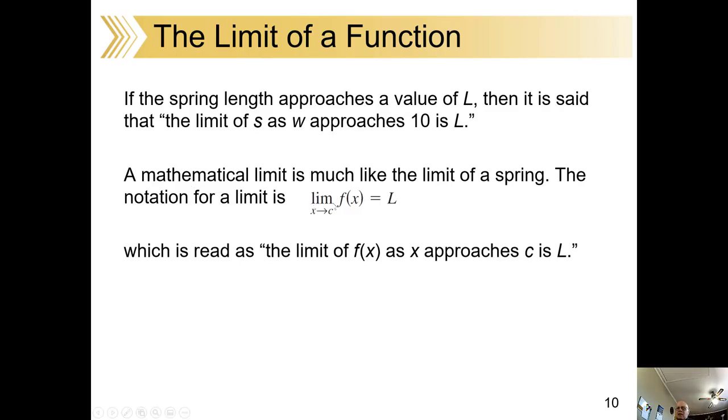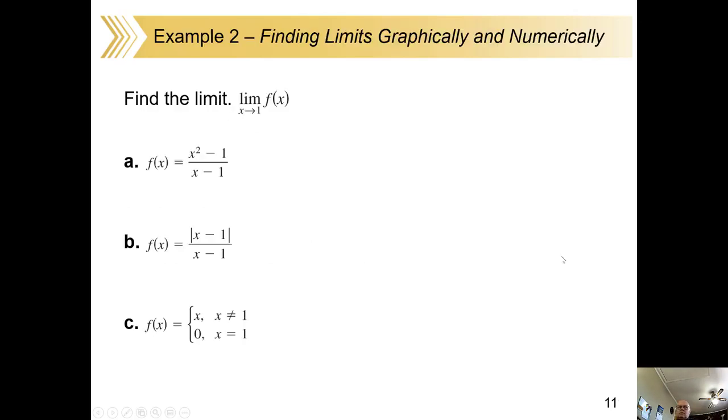So this says the limit of f of x, whatever that represents, as x creeps up on c from one side or the other is L. The limit of f of x as x approaches c is L. Here are three examples we're going to use. The first one has a function called x squared minus 1 on the numerator, x minus 1 in the denominator. We're going to find the limit as x approaches 1.